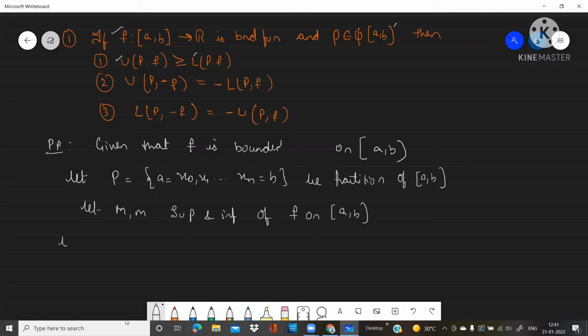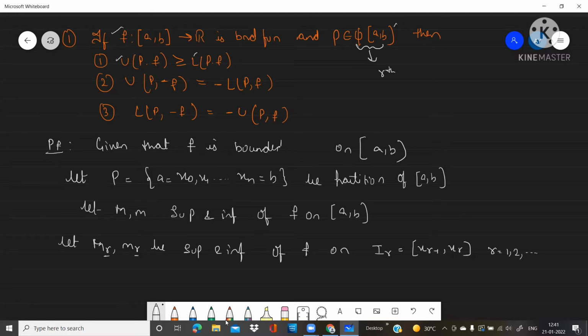Now as we are talking about the entire set, we will have n subintervals. So let capital Mr and small mr be the supremum and infimum of f on the rth subinterval, Ir = [x(r-1), xr], where r is 1, 2, and so on up to n.